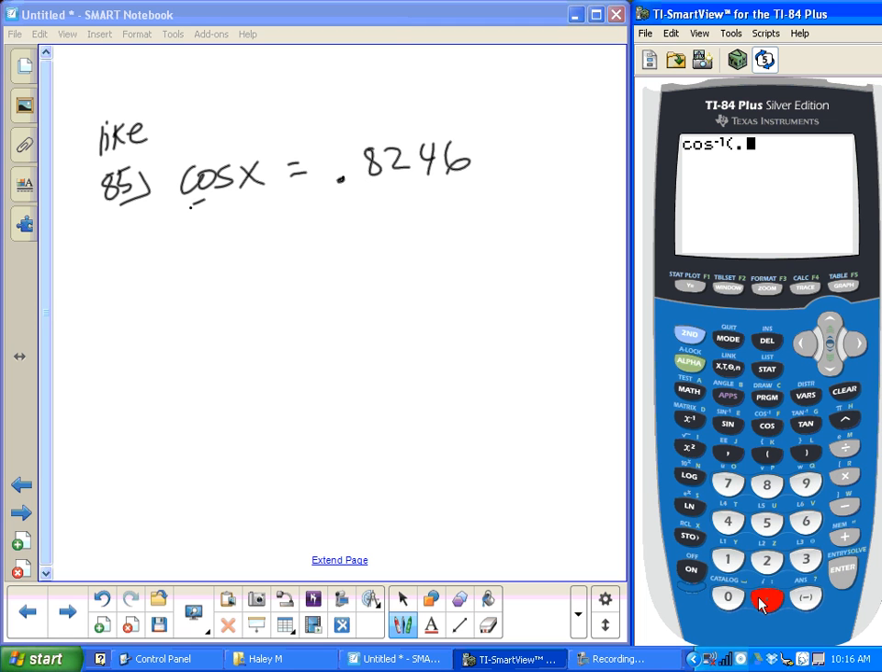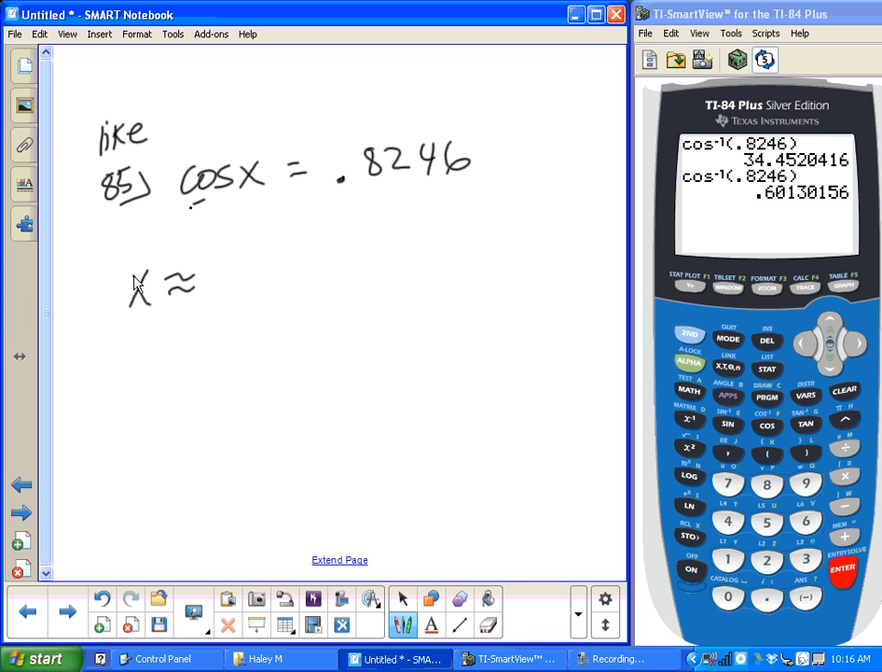Now, I don't know if I'm in degrees or radians, and I need to be in radians. Oh, that's in degrees. All right, let's go to radians. I wish we could do these in degrees. It would be nicer. All right, here we go. Inverse cosine of 0.8246. All right, so here's one of my solutions. And certainly that does fall in that range between 0 and 2 pi, so 0.6013.